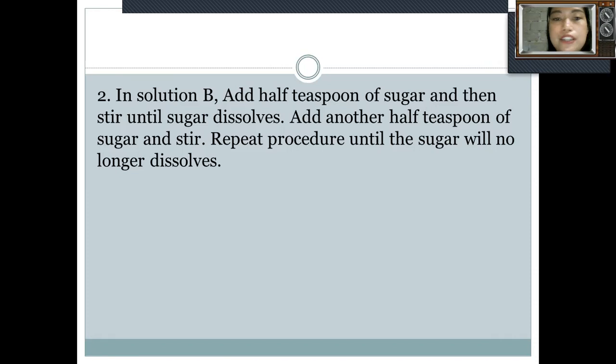Okay. In solution B, add half teaspoon of sugar and then stir until sugar dissolves. Add another half teaspoon of sugar and stir. Repeat the procedure until the sugar will no longer dissolve. So, what would happen? Take a guess.